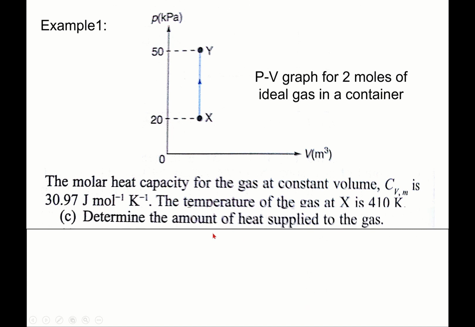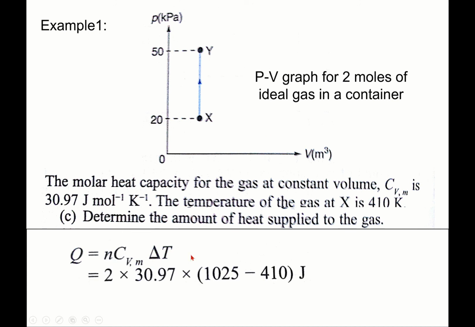Okay, next, determine the amount of heat supplied to the gas. To determine the heat supplied to the gas, we use the molar heat capacity for constant volume, where the heat supplied is given by N CVM delta T. So we substitute N as 2 moles, CVM is 30.97 joule per mole per Kelvin, and the temperature difference is 1025 minus 410. So we get a heat supply of 38,093.1 joule. The heat supply is positive, and we get the value here is positive.